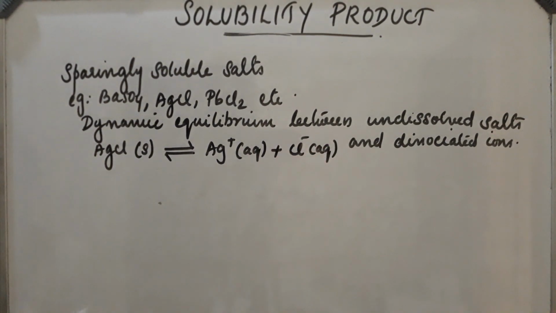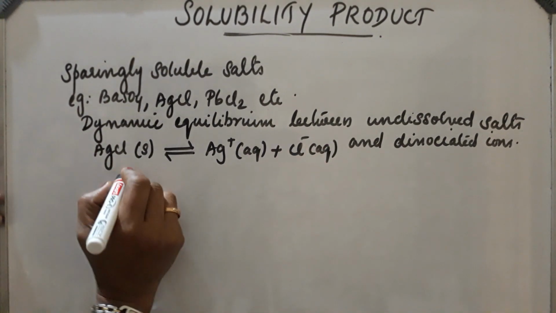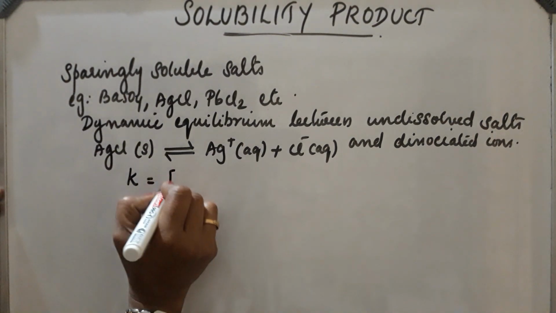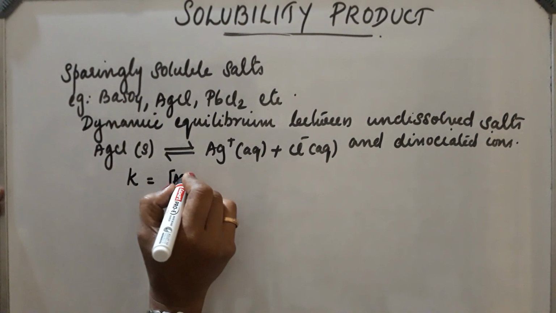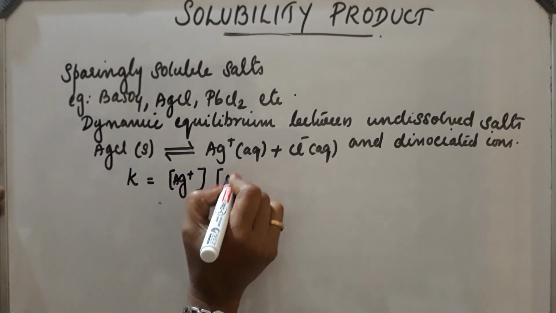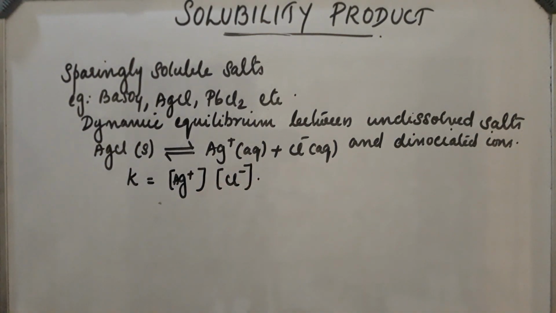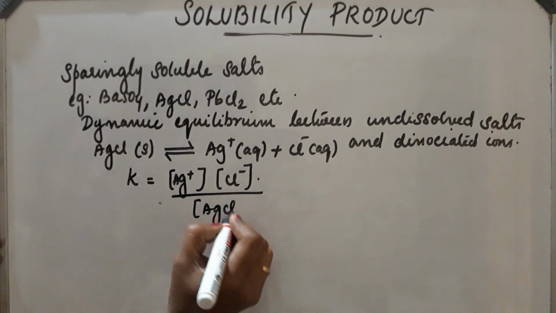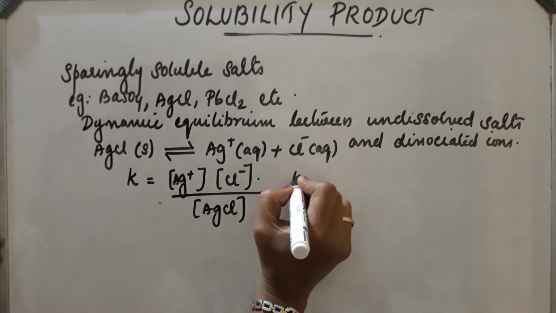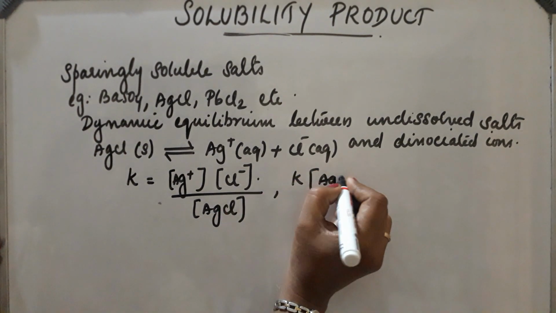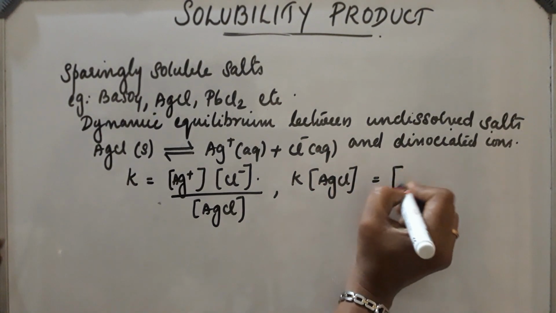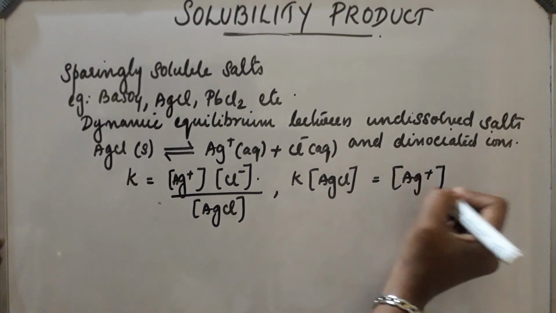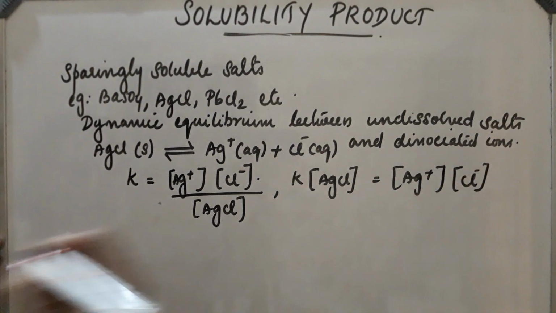So, by the law of chemical equilibrium, we know the equilibrium constant K will be equal to the concentration of Ag+ and concentration of Cl-, the products, divided by concentration of AgCl. Or we can write K times concentration of AgCl equals concentration of Ag+ times concentration of Cl-.